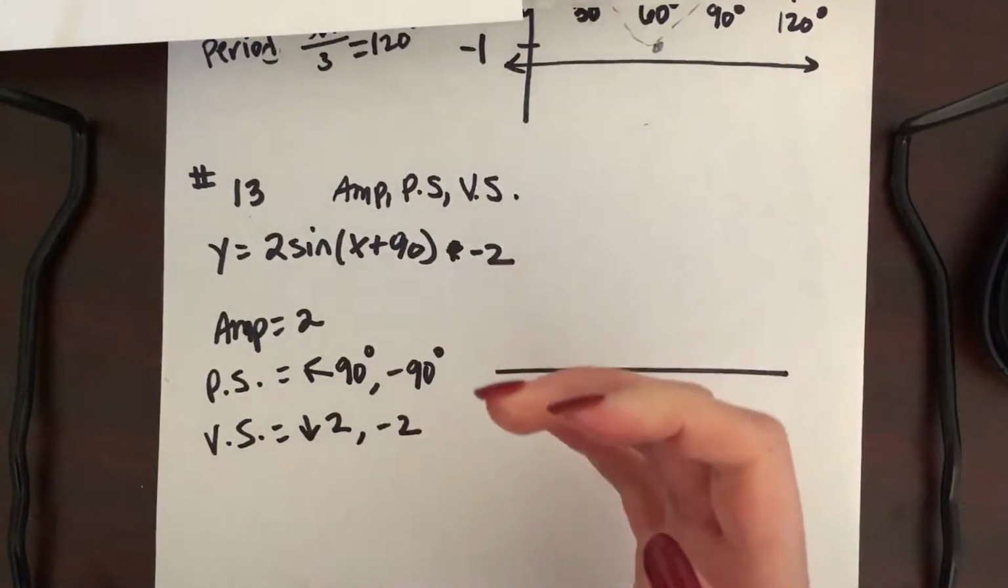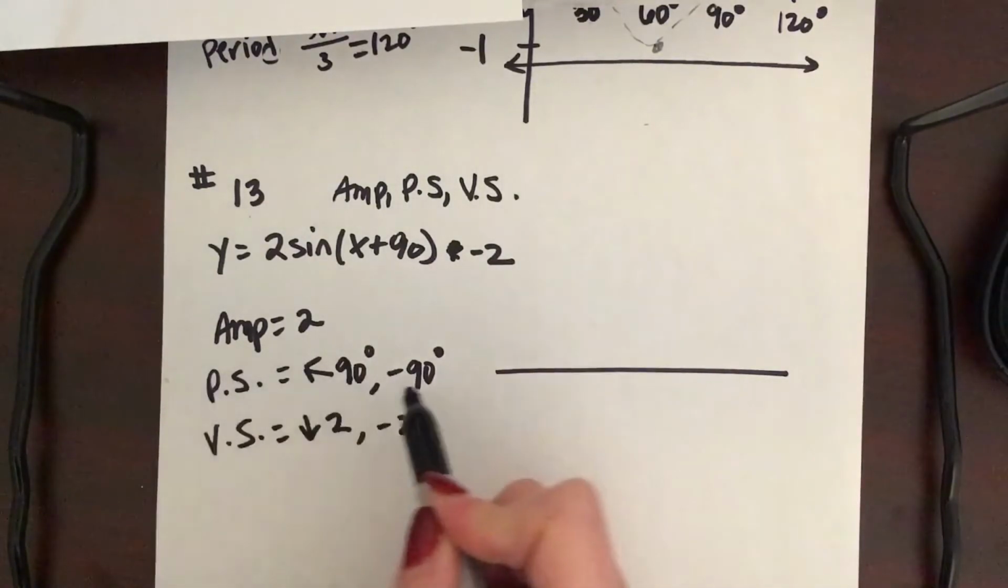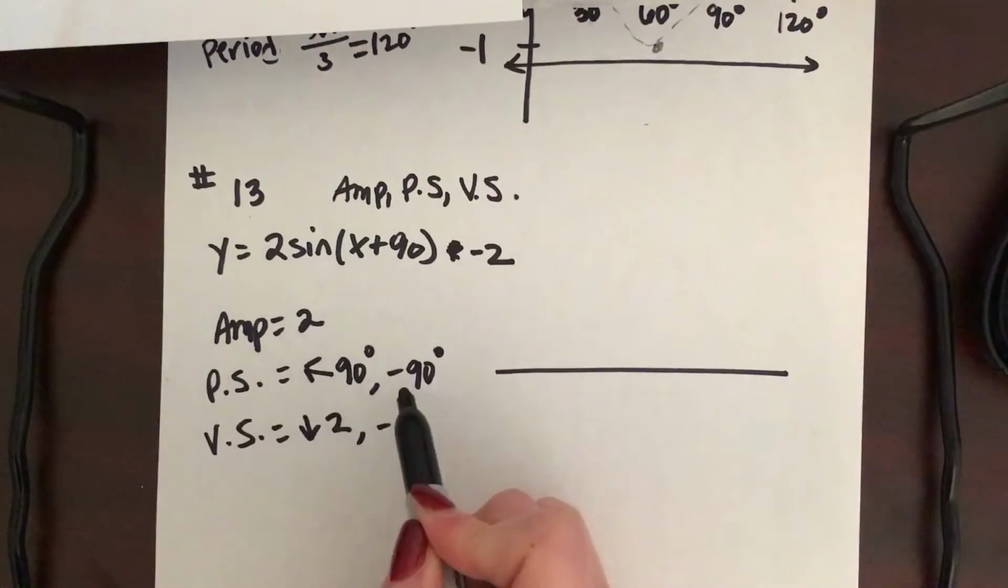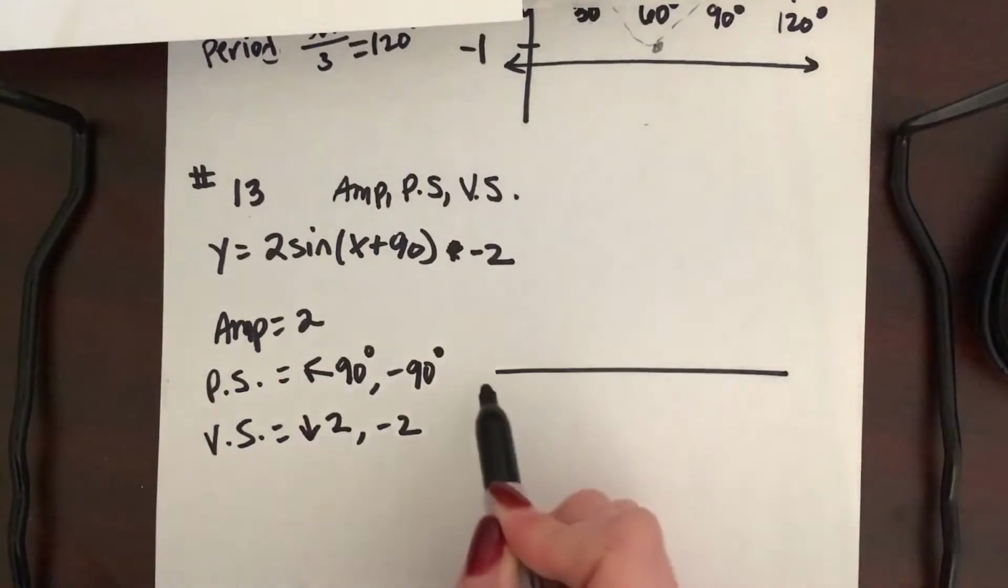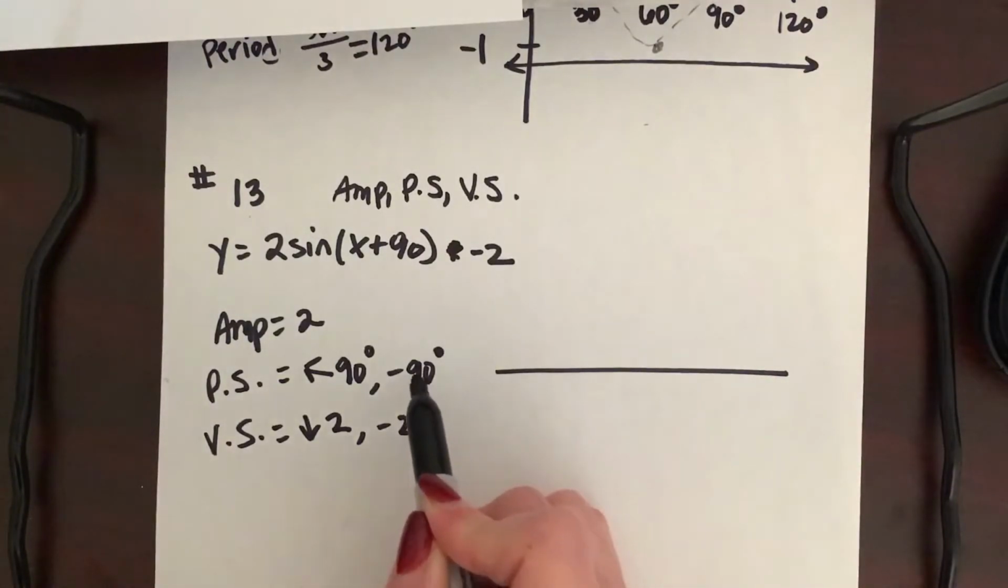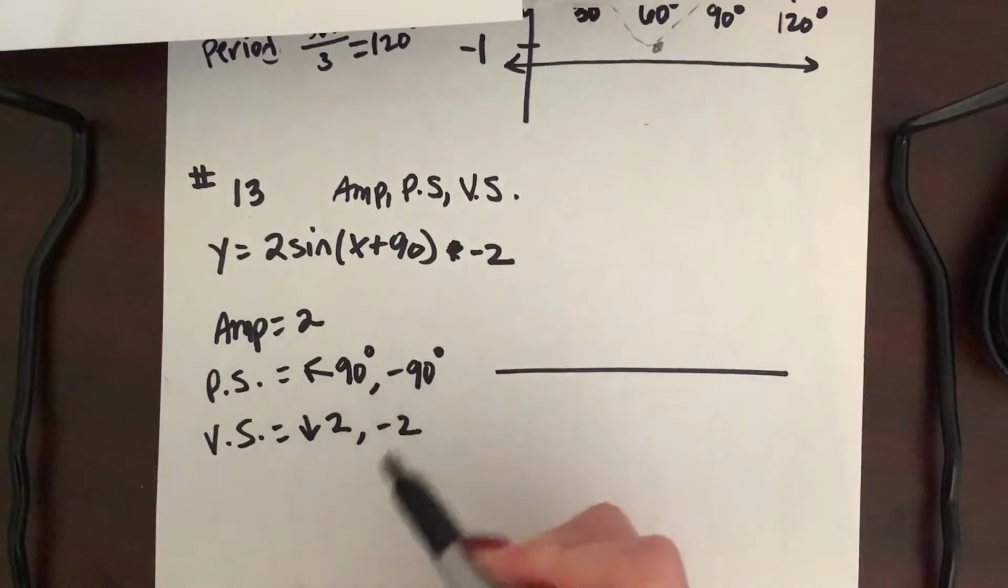So in our list of steps, we're going to address anything that moves horizontally first, so with our phase shift. So that means we're going to take our normal intervals here, which we normally start at 0, and shift them all over 90 degrees to the left, or basically subtract 90 degrees from each of them.